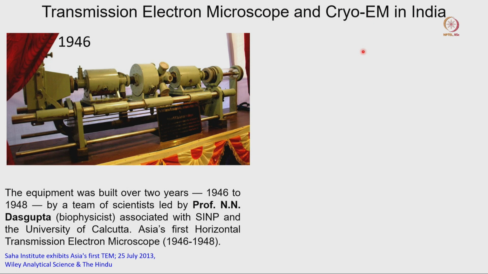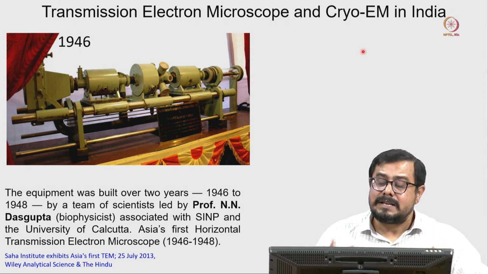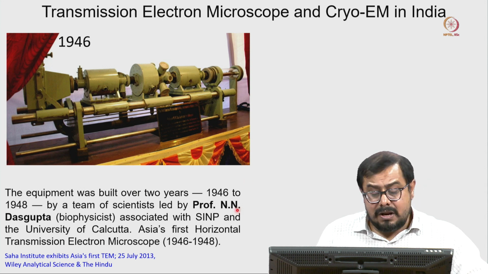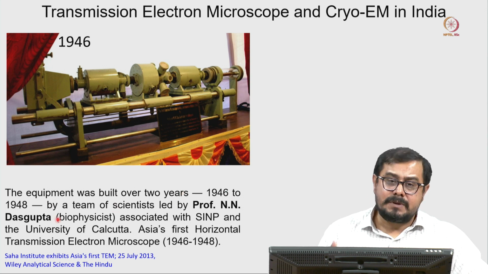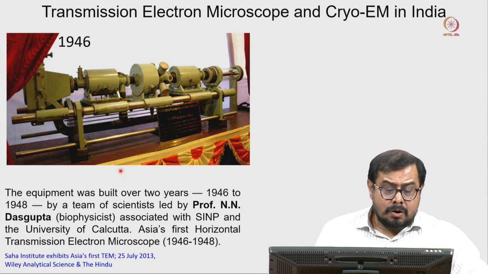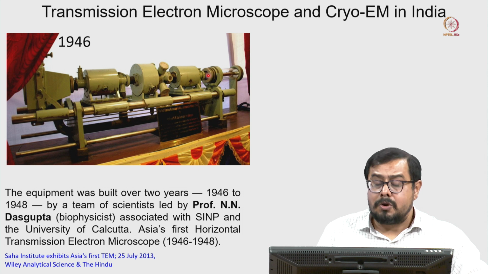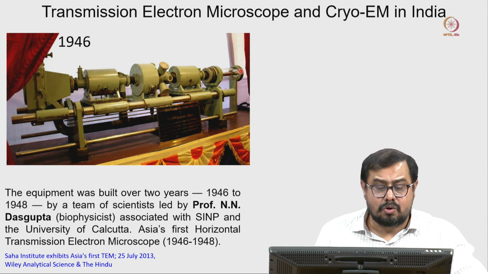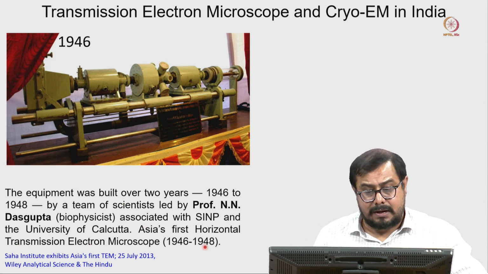As I mentioned, Ernest Ruska first discovered the electron microscope, and then we are all using it. But when it started in India, in 1946, even before our independence, during 1946 to 1948, Professor Anand Dasgupta, a professor at Calcutta University as well as at the Saha Institute of Nuclear Physics, invented a horizontal microscope. Previously I showed you the vertical microscope; here you can see a horizontal microscope, and that is Asia's first horizontal transmission electron microscope.